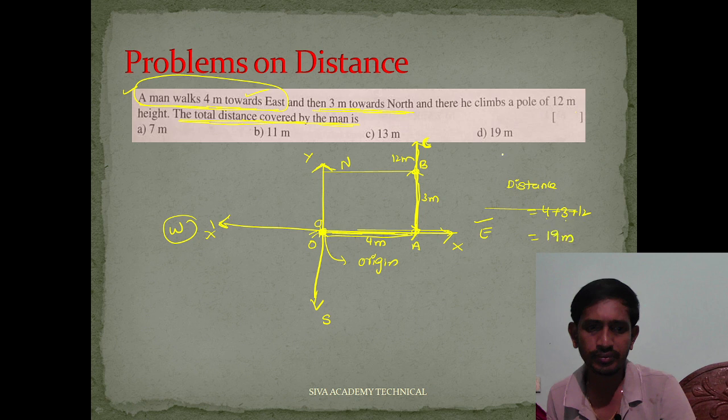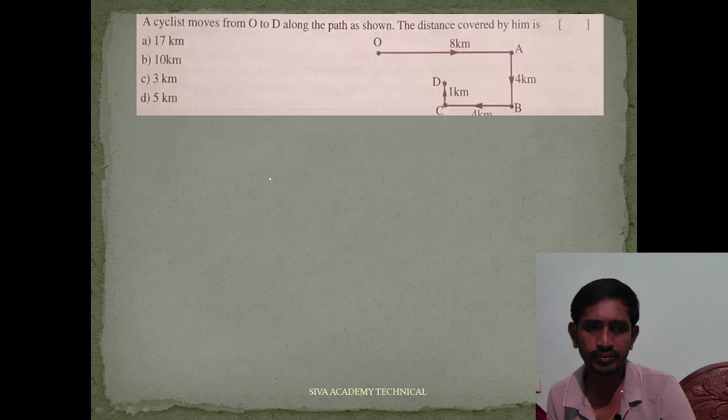My answer is 19 meters. Okay, so in this case, to find out distance, you consider only magnitudes. You consider only magnitude from the starting point to ending point. Okay, next, let's go for the next question.